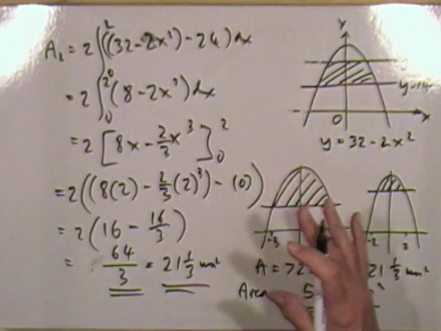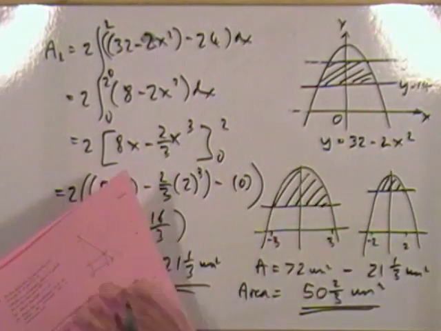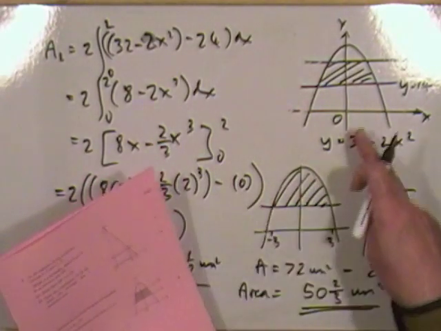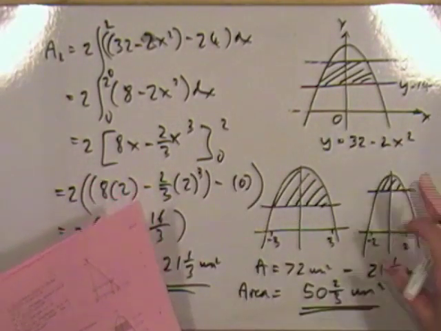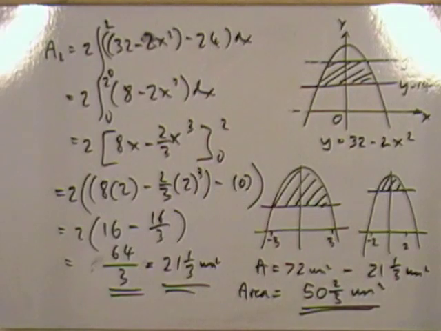Double checking, of course, that there were no scales mentioned here. Sometimes they do that and they say each unit in the diagram is something like 5 square meters, but it wasn't, so it's just units. 50 and 2/3 square units. Done.